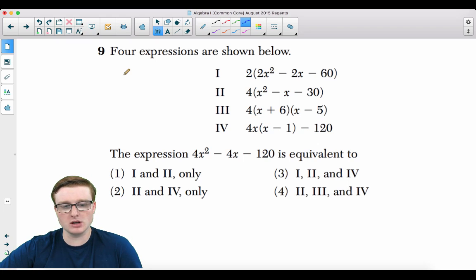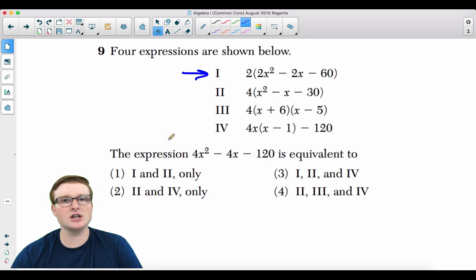Number 9. 4 expressions are shown below. The expression 4x squared minus 4x minus 120 is equivalent to what? So, we got to figure this out. Let's take a look at 1.